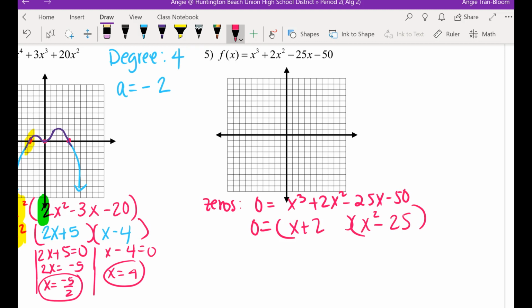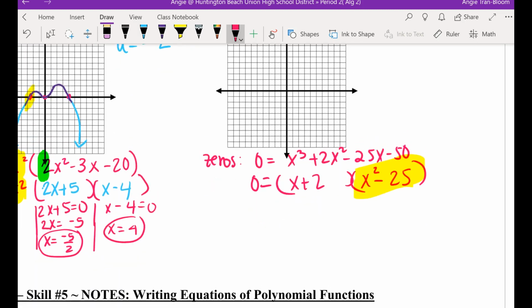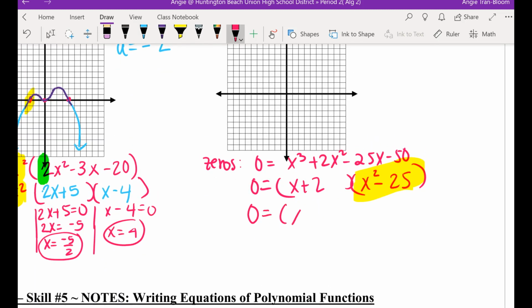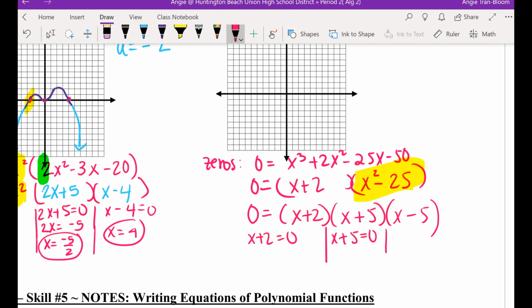Is that factored all the way? It's not factored completely. What is that right there? Isn't that a difference of two squares? So class, can I factor further if I have a difference of two squares? It should be x plus 5 times the quantity x minus 5. That's factored completely. Okay. All right, so x plus 2 equals 0, x plus 5 equals 0, x minus 5 equals 0. So your 3 x-intercepts are these guys.